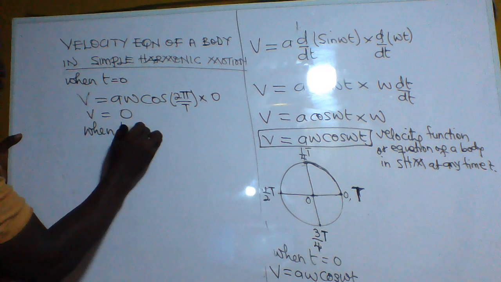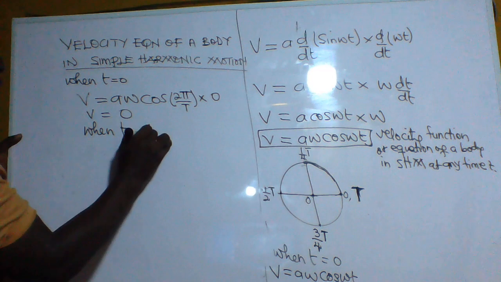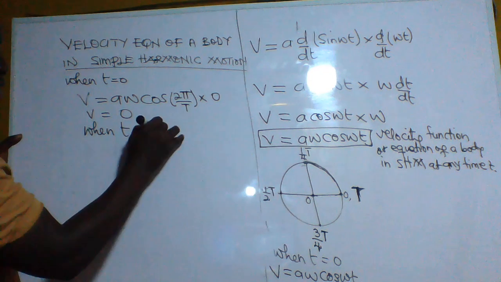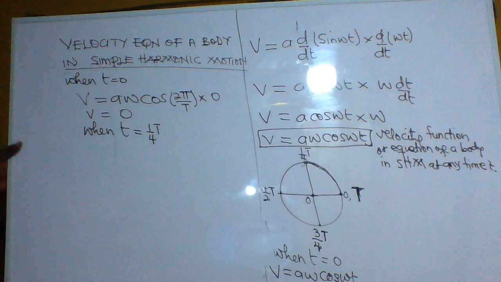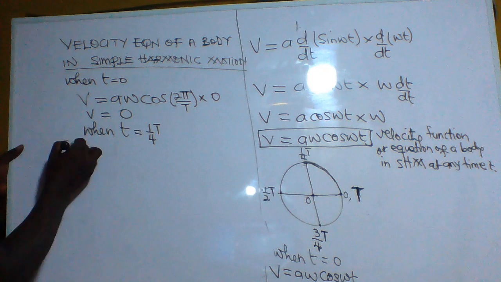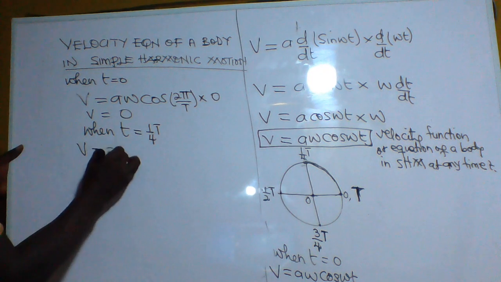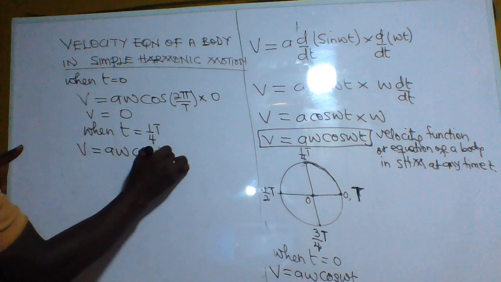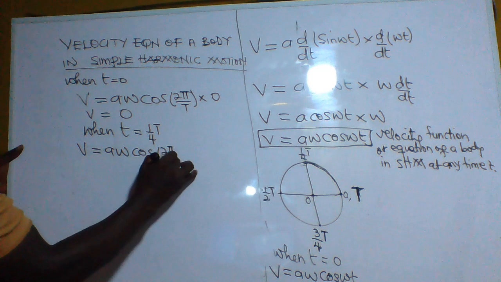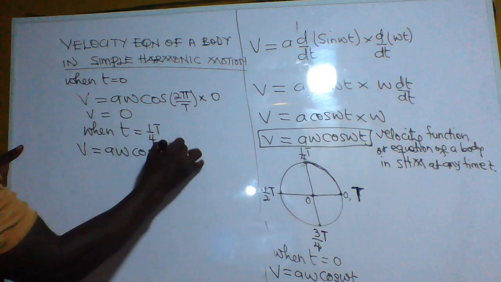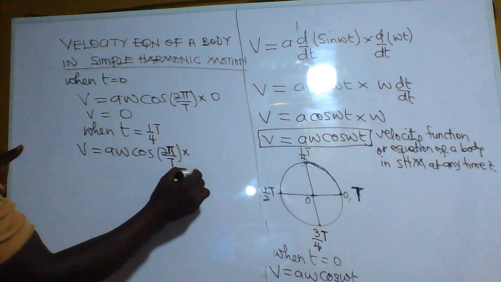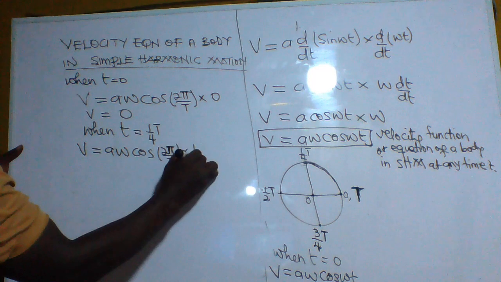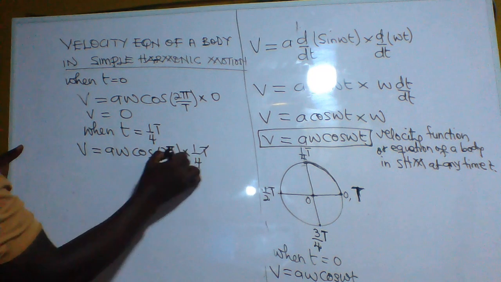When t is equal to a quarter of the period, what is the velocity there? V is equal to A omega cos of 2 pi on T times the time, which is 1 on 4 T. So this is what we have.